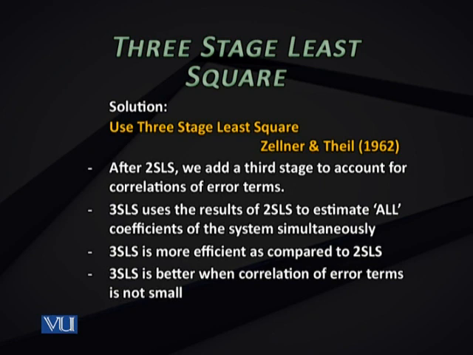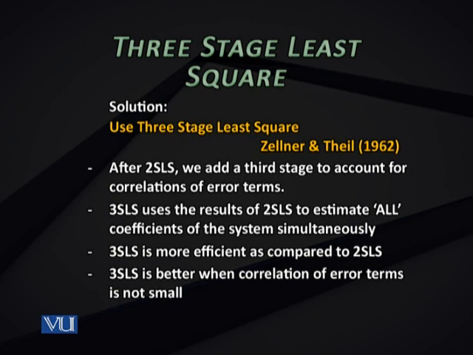So 3SLS uses the results of 2SLS. As I told you, the first two stages are identical. We add a third stage, and due to that third stage, we have estimates that take into account the correlations of the disturbance terms of the system of equations. So 3SLS is more efficient as compared to 2SLS.